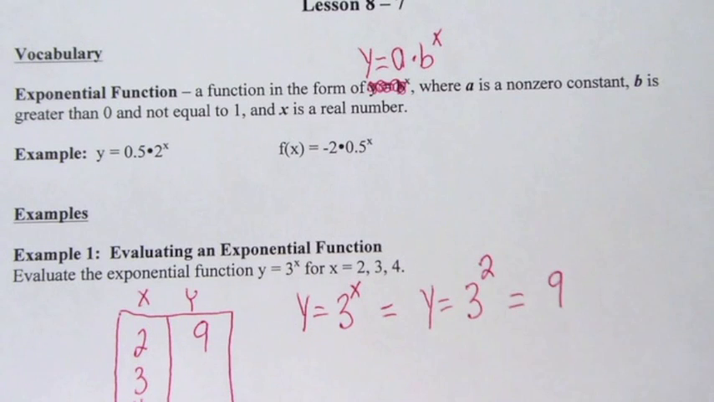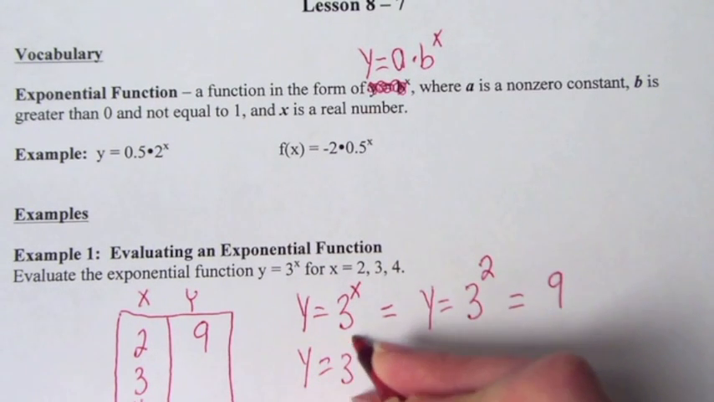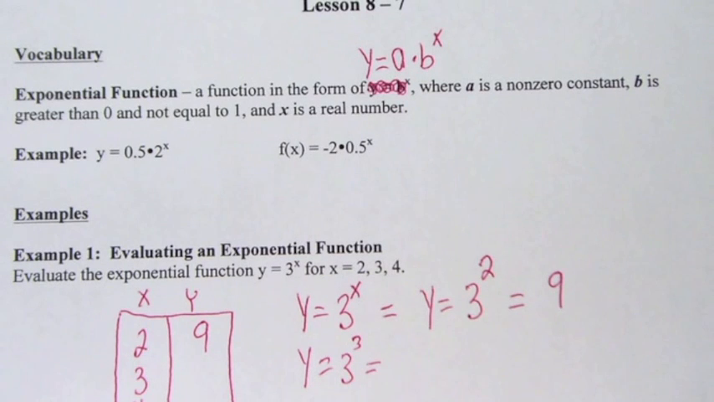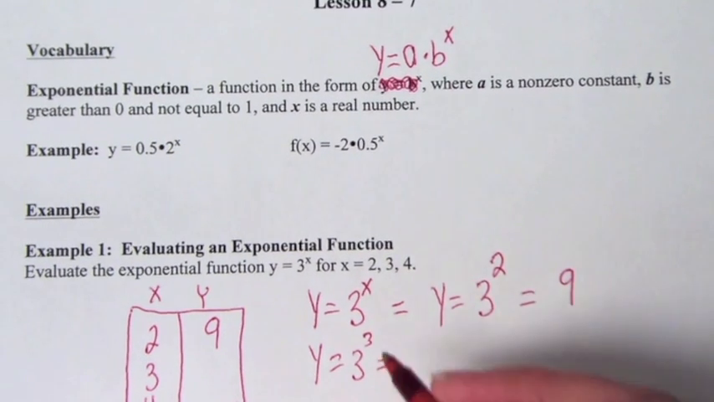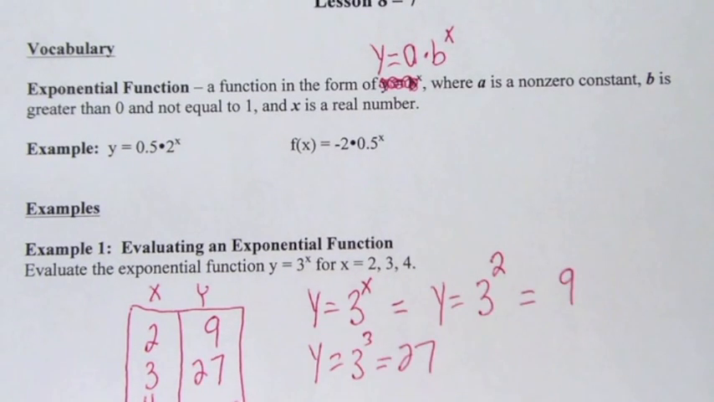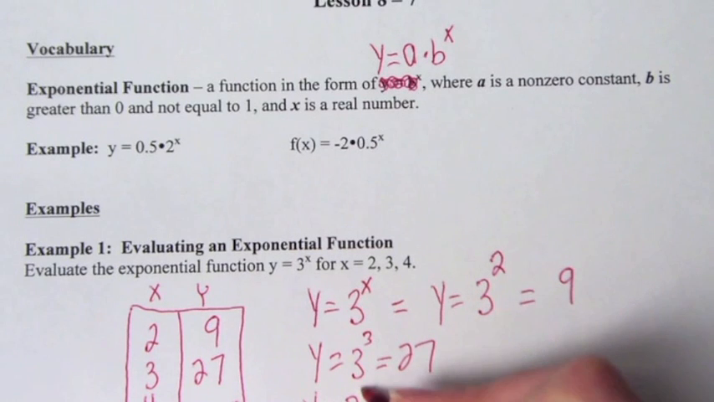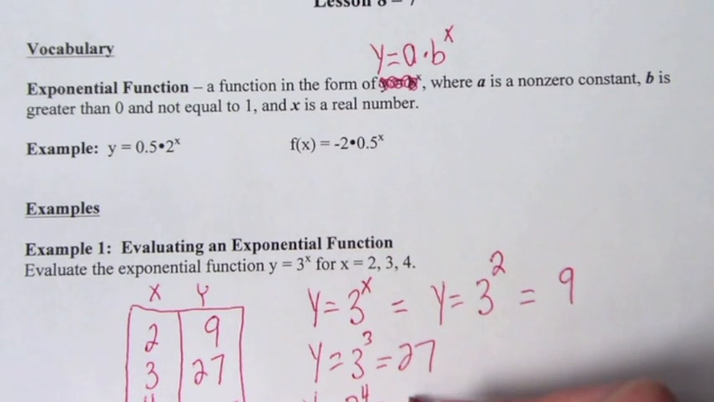Okay, now let's do 3. So we're going to get y equals 3 to the third power. What do we get there? 3 times 3 is 9. 9 times 3 is 27. So we get 27 when we plug 3 in. Okay, when we plug a 4 in, we get y equals 3 to the fourth power, which is 81.